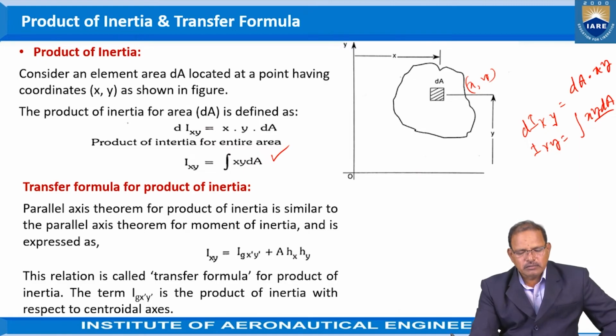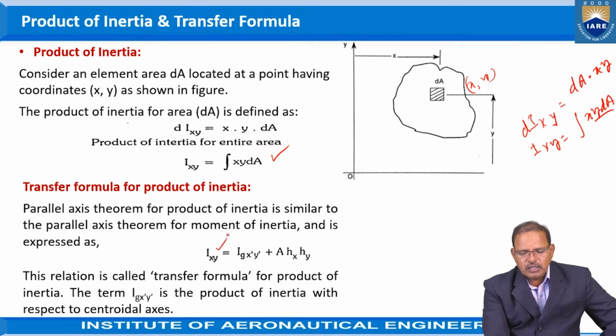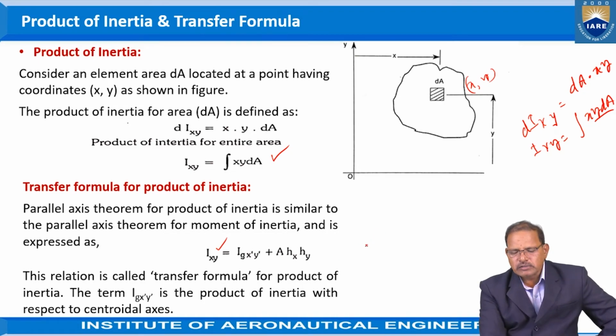Transfer formula for the product of inertia. Here, the product of inertia about any other lines which are parallel to the x-axis and y-axis, as shown in the figure, is represented by Ixy. It is equal to I x dash y dash plus A into hx and hy. I x dash y dash is representing the product of inertia with respect to the central axes, and hx and hy are representing the distances of the centroid with respect to the x-axis and y-axis as shown in the figure.